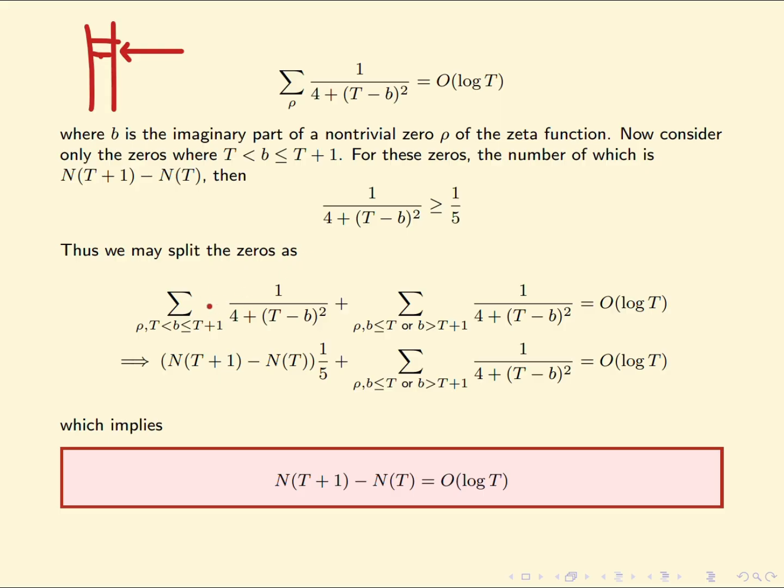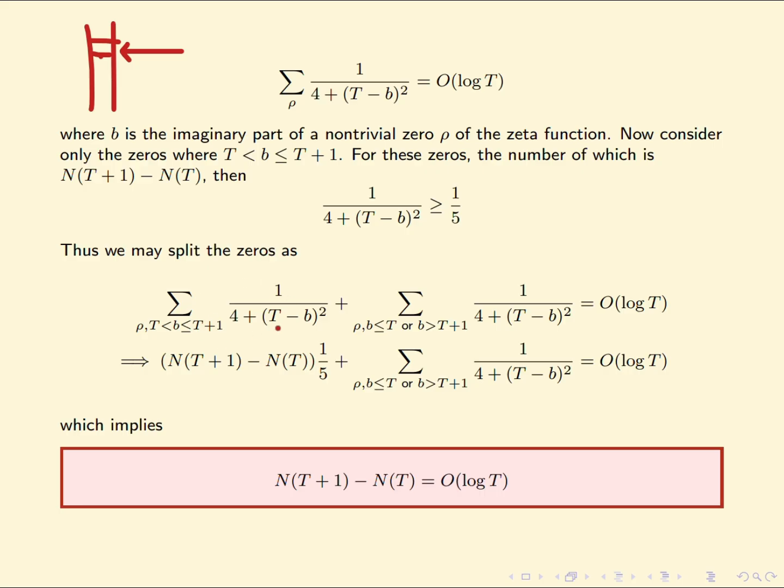So therefore I may split the zeros from before. What I'm trying to do is add up all of these zeros, right? And I know these are all real numbers here, t and b are both real numbers. And I proved that this whole sum is O of log of t. What I'm going to do now is split this sum into two sums. One is summing only the zeros where the imaginary part is between t and t plus 1. And the second sum is the infinite sum of all those other zeros. And I'm going to use the fact that both of these are sums of only positive real numbers.